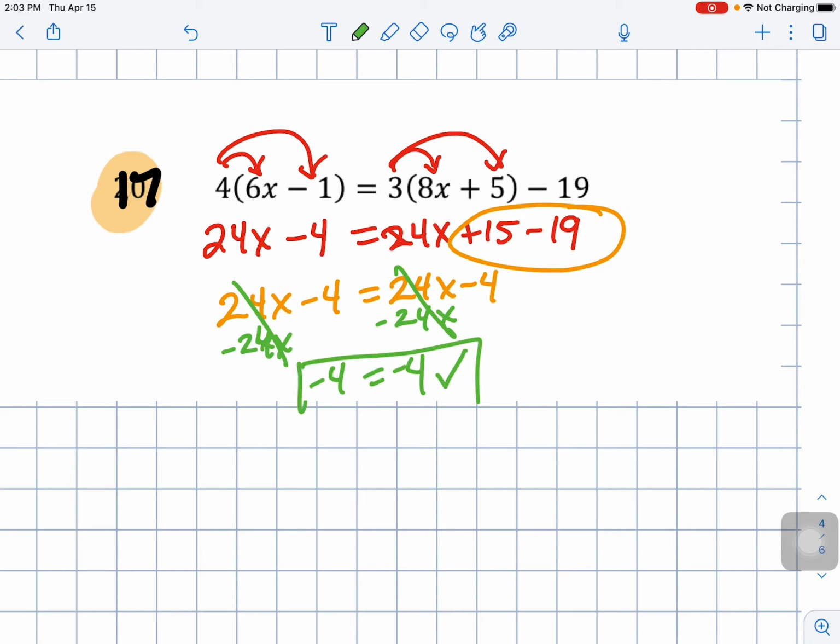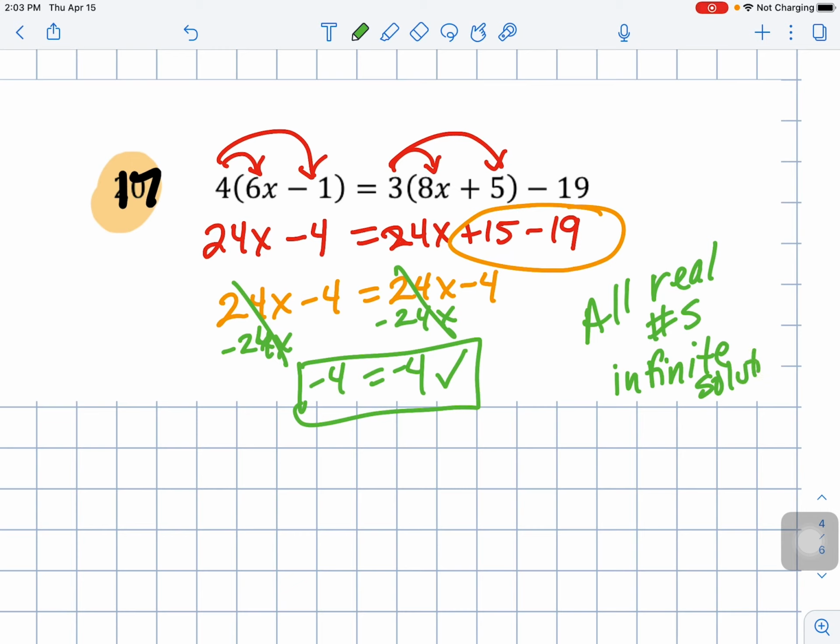So anytime you solve and your variables cancel and you're left with a true statement, this means all real numbers will work. Or sometimes that's called infinite solutions. But basically what it means is since both sides of the equations are exactly the same, any number that you plug in for x will make it true. So any number will make this one true.